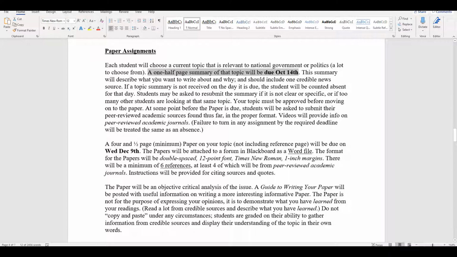In this summary, you'll want to give me 1/2 of a page of what you want to write about and why, and go ahead and include one credible news source that you used in order to learn a little bit about that topic. So if a topic summary is not received on the day that it's due, student will be counted absent for that day. So that will be treated just like missing a deadline for the discussion forum.